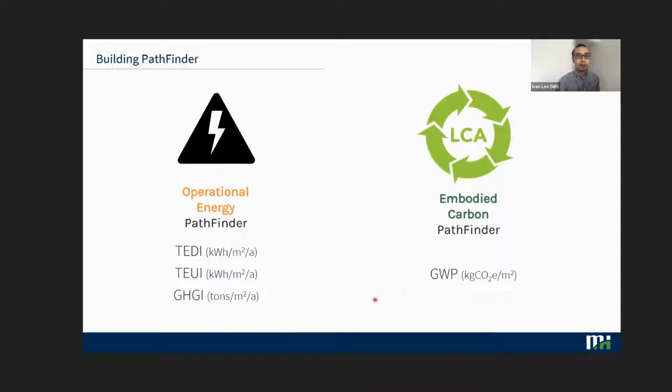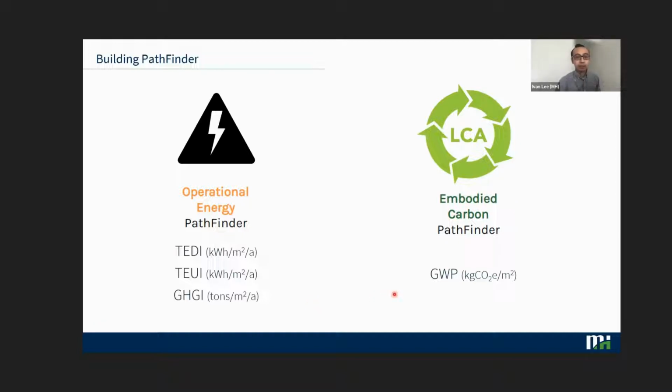But to dig into this a little bit further, contrasting the operational energy PathFinder and the embodied carbon PathFinder, the operational energy one provides 3 different metrics, 3 results at the end. The outputs are mostly TEDI, the thermal energy demand intensity, TEUI, the total energy use intensity, as well as GHGI, greenhouse gas emission intensity. And all the units are per floor area per year.